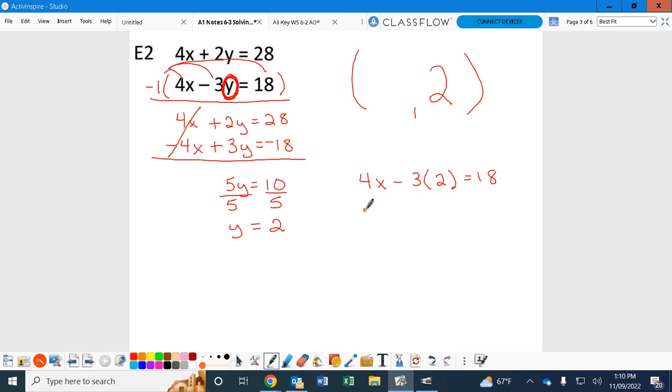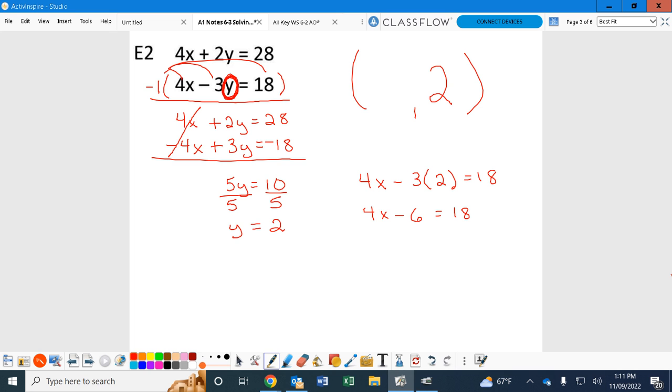Okay. 4x. Oh, yeah. So whenever the two x's have the same number, you always try to change one of them to a negative. You need one positive and one negative of the same number, no matter whether it's the x's or the y's. It's got to be the same number, one of each.